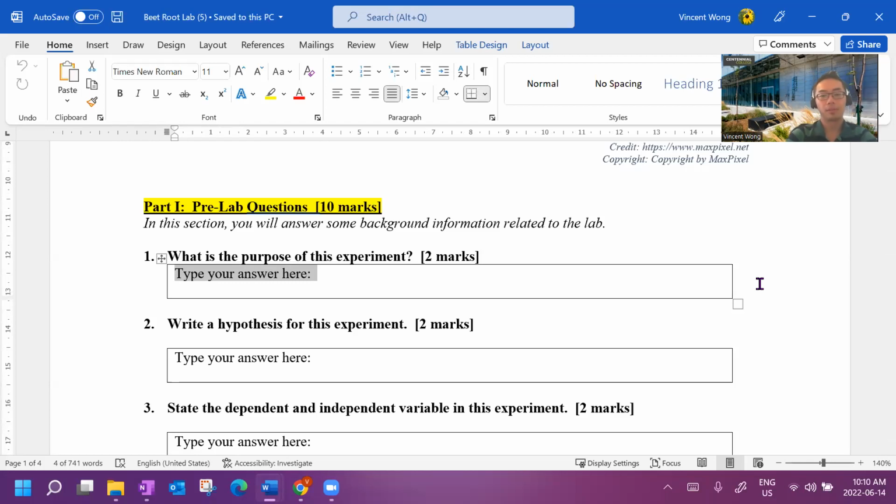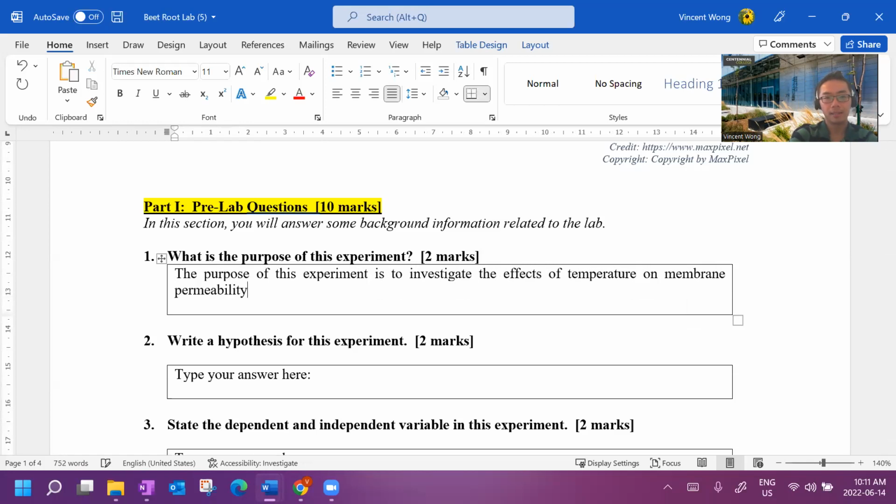So what is the purpose of this experiment? I'll give you the answer for this one. You will say the purpose of this experiment is to investigate the effects of temperature on membrane permeability. That's it. That's your 2 marks right there. I give you permission to copy this. Don't try to be fancy and use a thesaurus and change the words or something like that. Just put this exact same thing, and you will get your 2 marks.